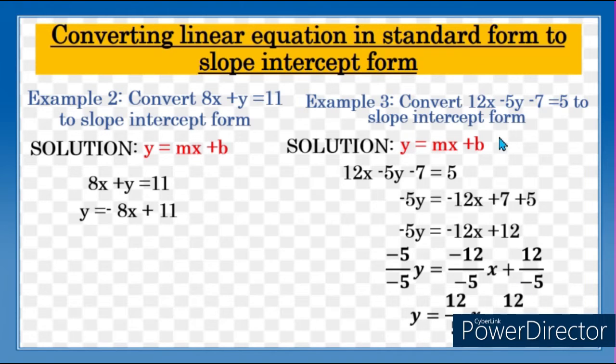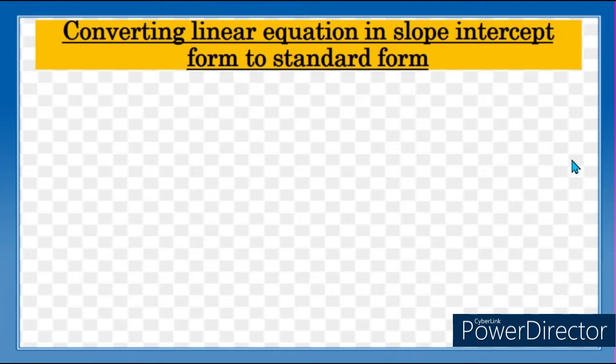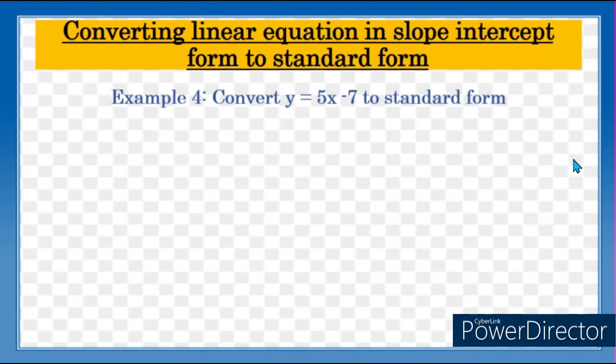Okay, ngayon naman, baliktarin po natin. Let us convert linear equation in slope-intercept form to standard form. Okay, so let us convert y is equal to 5x minus 7 to standard form. Okay, take note that the standard form of a linear equation is ax plus by is equal to c.